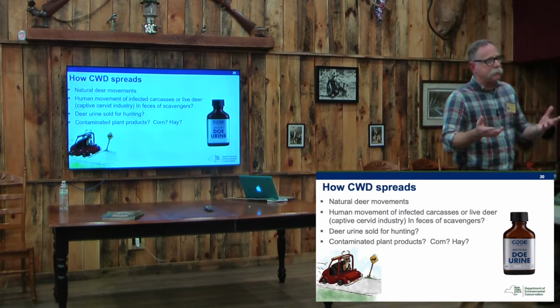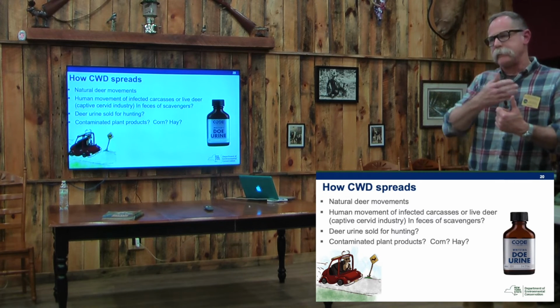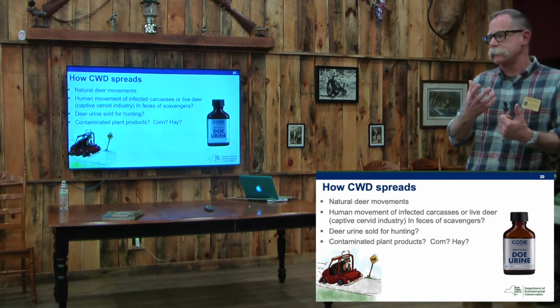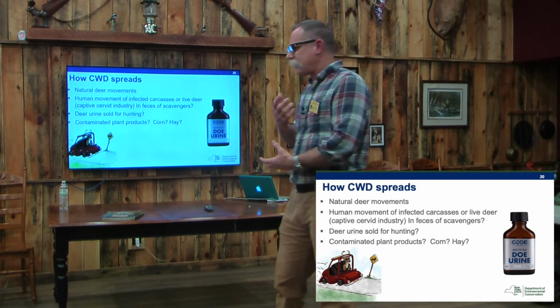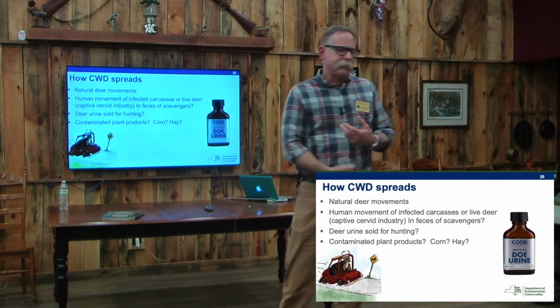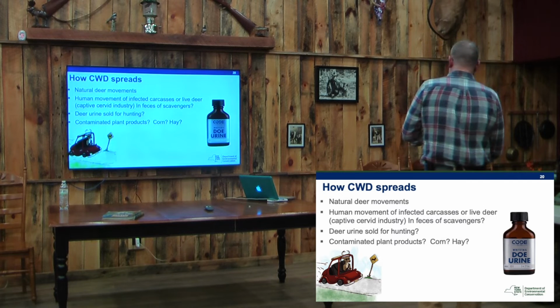So I told you that the prions are in the saliva, the feces, and the urine, and I say it in that order every time because that's the concentration. The highest concentration of prions is in the saliva. The second highest concentration is in the feces, and the urine has pretty low concentration, but they are in the urine, so that's a concern.